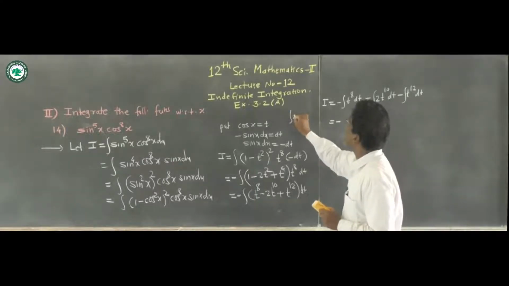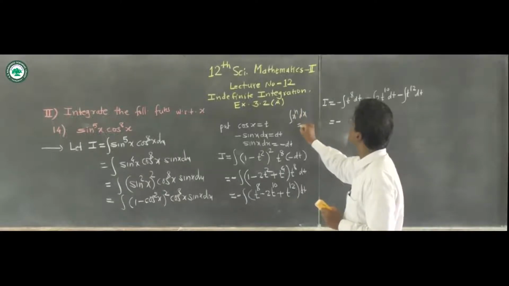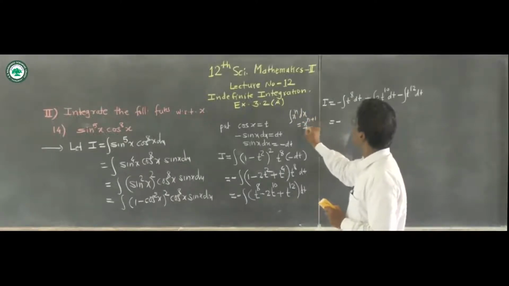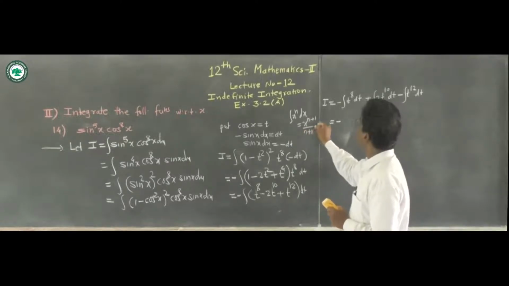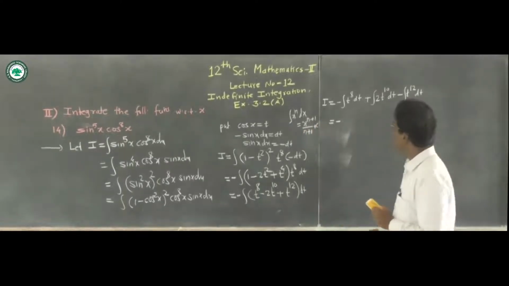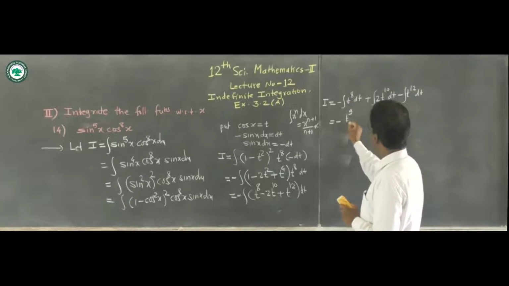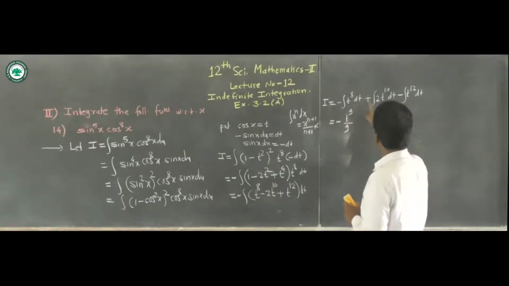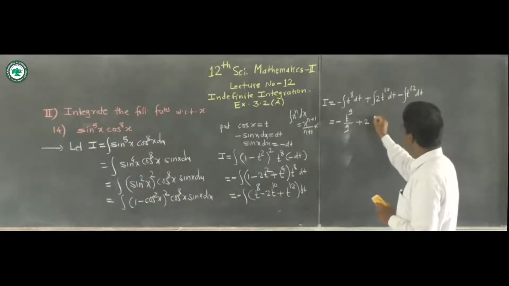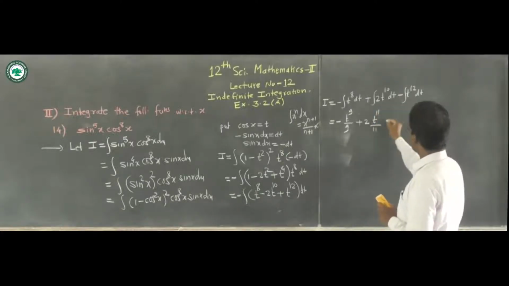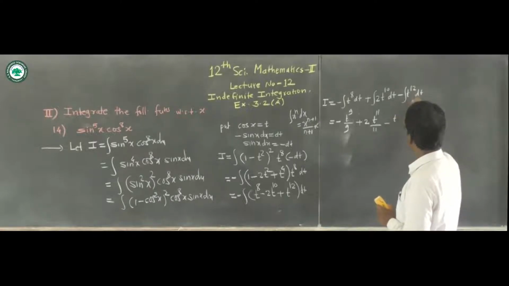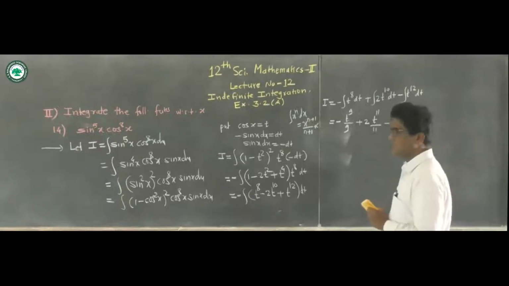We know the integration of x to the power n dx is equal to x to the power n plus 1 divided by the same number n plus 1, plus a constant of integration. We use this formula, and so we get here minus t to the power 8 plus 1, that is 9, divided by the same number 9, plus 2 constant outside the integral, and then using the formula, t to the power 10 plus 1, that is 11, divided by the same number 11. Now here minus as it is, t to the power 12 plus 1, that is 13, divided by 13, and lastly we write plus c as a constant of integration.